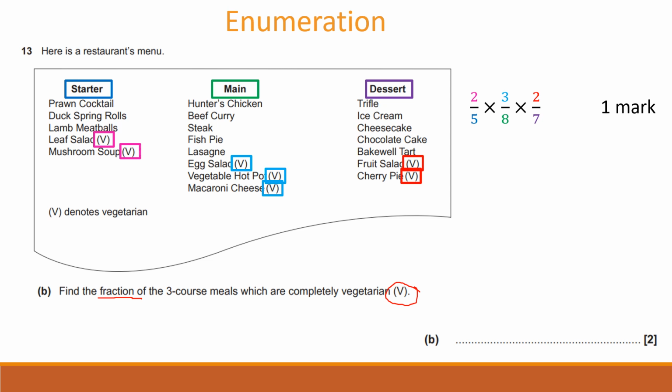So you would get 1 mark for doing 2 over 5 times 3 over 8 times 2 over 7. Now the reason it's times is because it's the starter and the main and the dessert, and the word and in probability means multiply. So if we just type that in your calculator or multiply the top numbers, my numerators, and then multiply my denominators together, that will give me an answer of 12 divided by 280. And that is all you need to do to get the 2 marks for this question here.